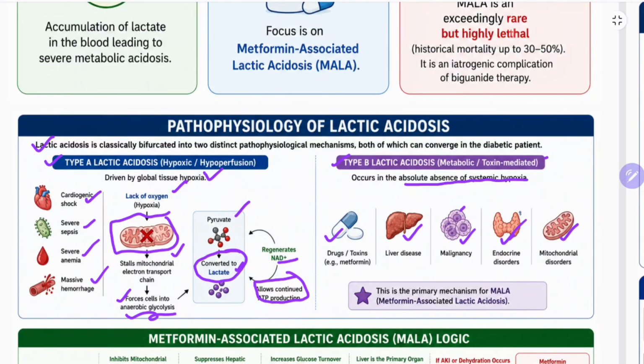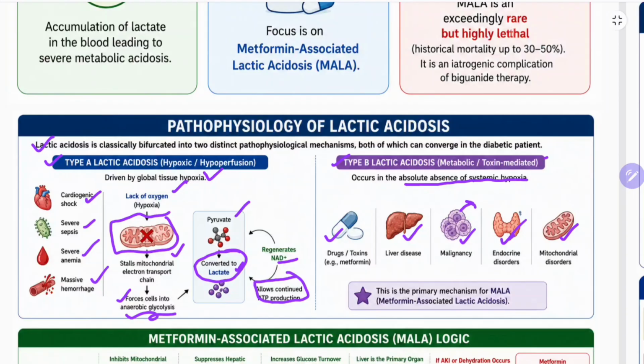Why malignancy? Malignant cells are much more active than normal cells. They require a high amount of glucose for their proliferation. Again, because our body will not give that much oxygen, they will switch over to anaerobic glycolysis, and that will lead to lactic acidosis in malignancy.